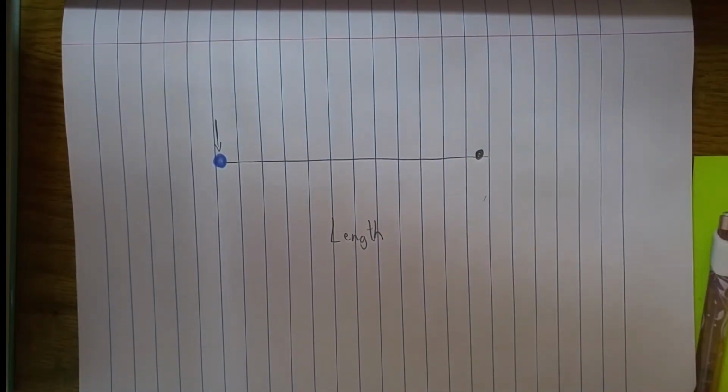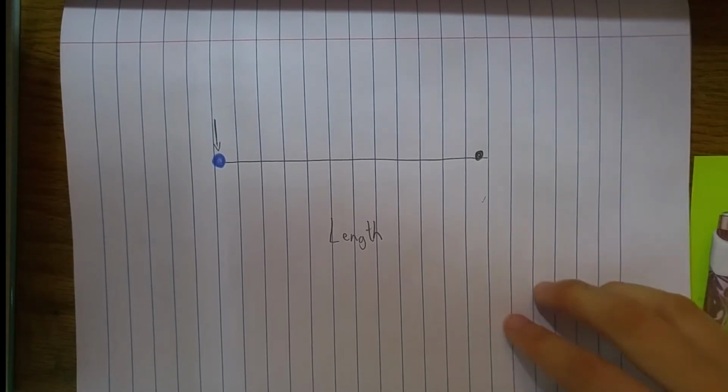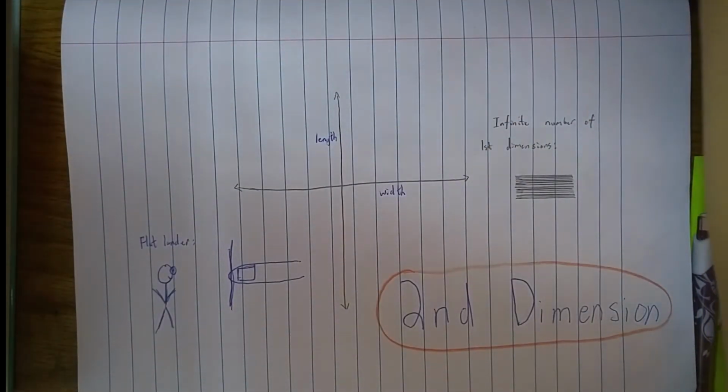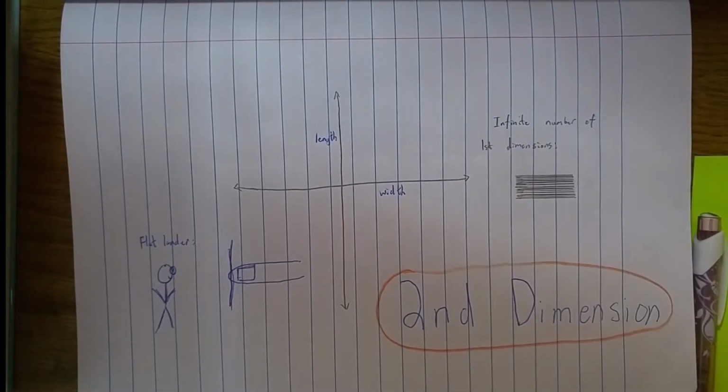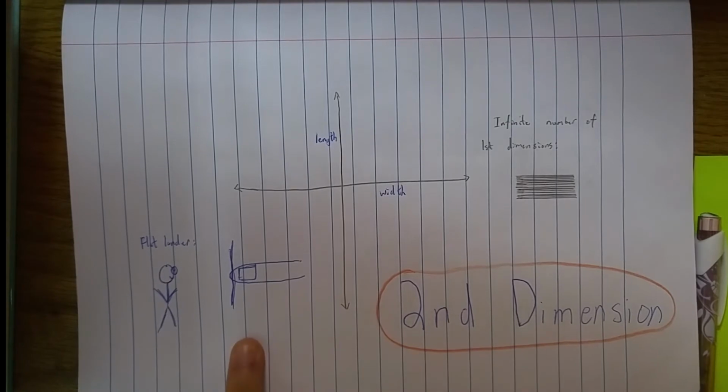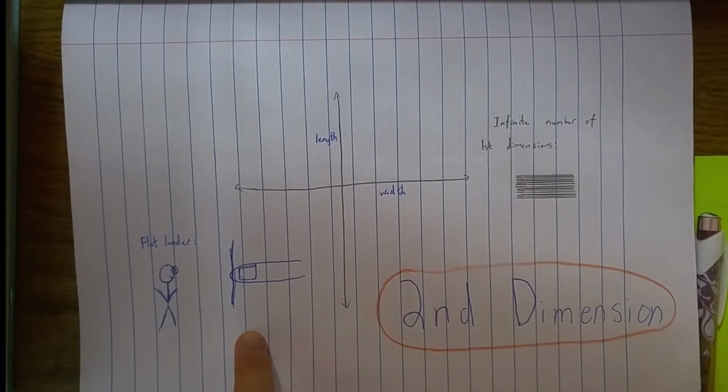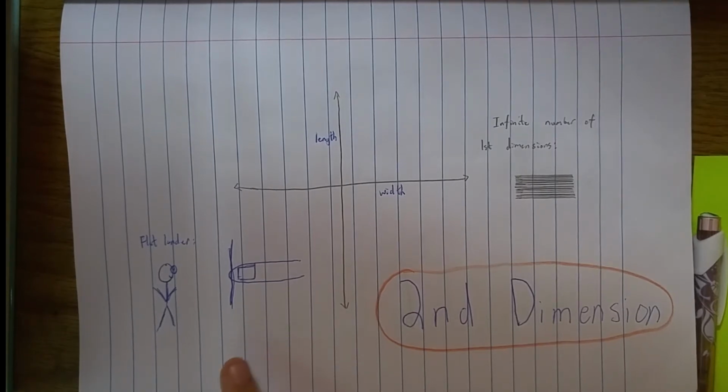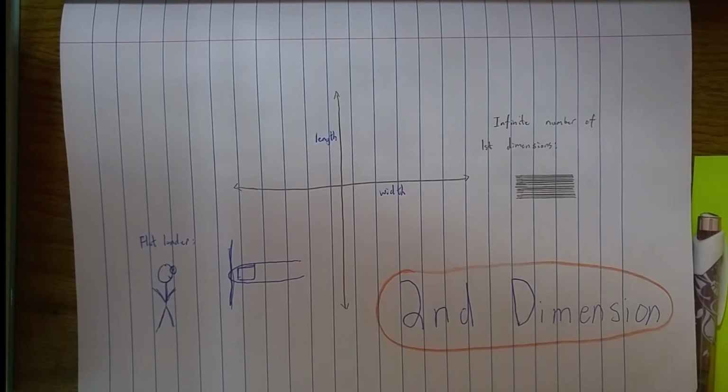Now, if we put 2 of these lines together, we get the 2nd dimension, length and width. Beings that exist in the 2nd dimension are called flatlanders. If you were to point your finger towards them, they would only see a slowly approaching line, since they can only see in the 1st dimension. The 2nd dimension is like a plane, made up of an infinite number of 1st dimensions, stacked on top of each other.